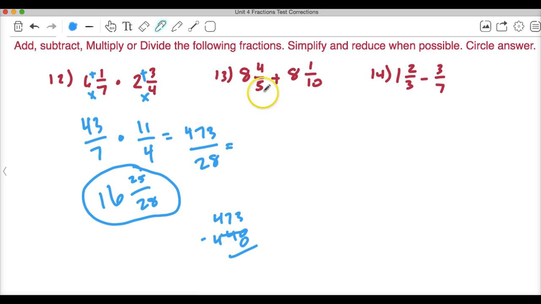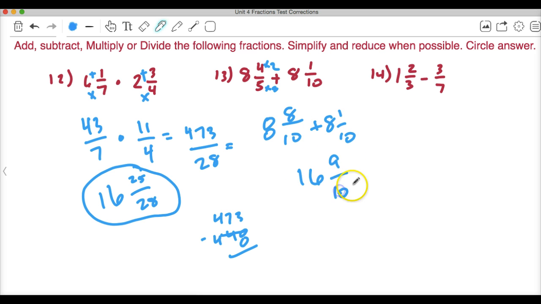The next one, I'm going to find a common denominator with 5 and 10. So it's going to be 8 and 8/10, because I'm going to multiply by 2, plus 8 and 1/10. So this is going to be 16 and 9/10.